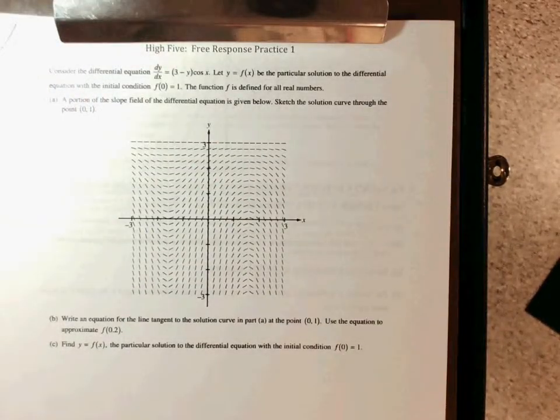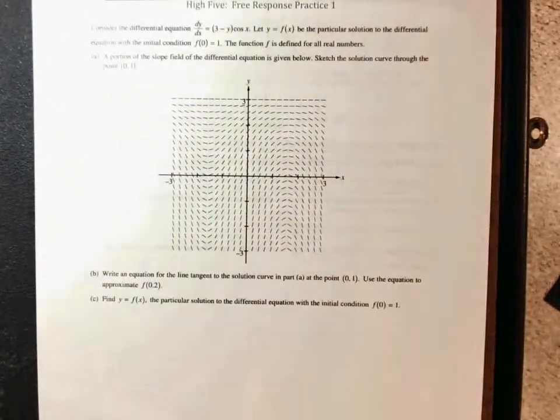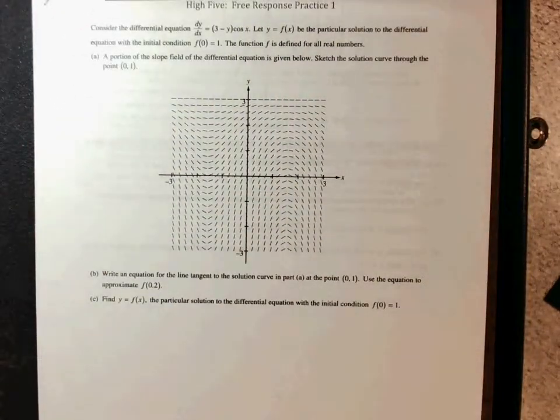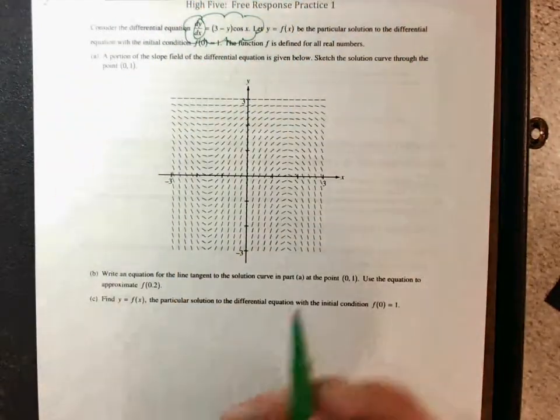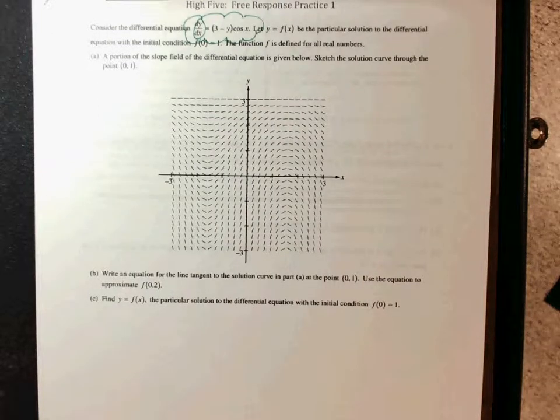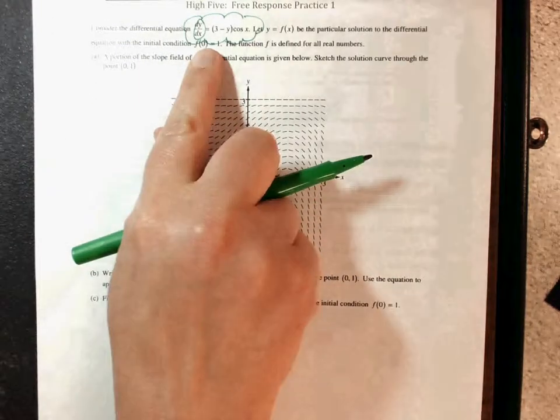Alright guys, so we are doing FRQ practice number 1. Take a look at your first question here. It gives you a differential equation. Remember, that just means that your equation has a derivative in it. That's what the dy/dx is. Then it says let f of x be the particular solution with the equation that f of 0 is 1.